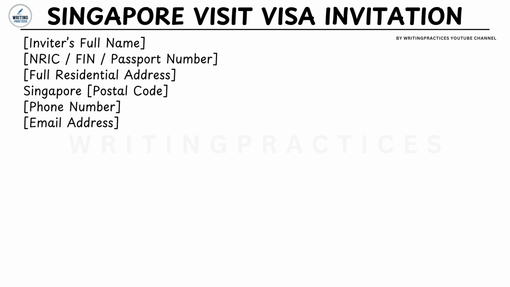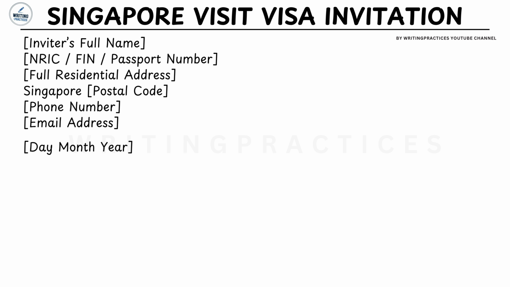For example, Daniel Tan Wei Ming, S1234567A, 25 Tampine Street 81, number 10-214, Singapore 520025. +65912345567. danieltan@email.com.